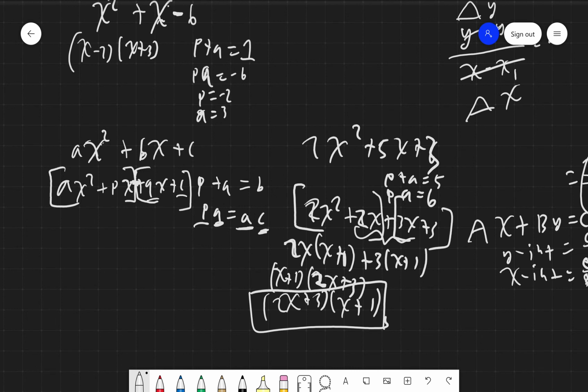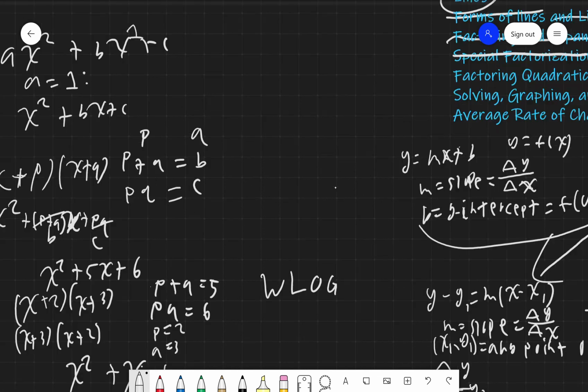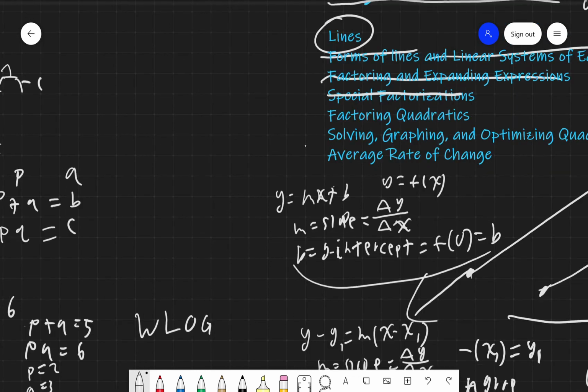With negative coefficients and such, it's a similar thing. So that's how I factor quadratics. Hopefully that wasn't too hard.